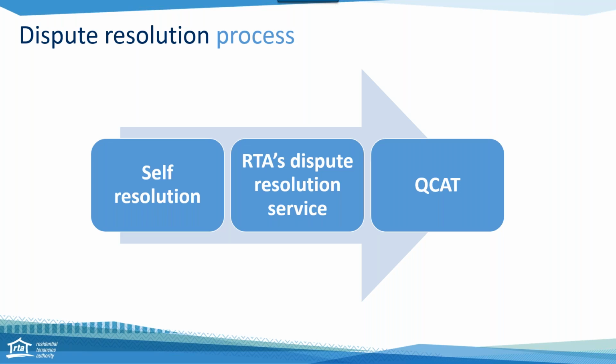With dispute resolution process, we see it as a three-step process. So that first process is self-resolution, which is what we've just gone through. The second part, if it's not resolved, accessing the RTA's free dispute resolution service. And finally, if it's still not resolved, the opportunity then to proceed to QCAT, the Queensland Civil and Administrative Tribunal.